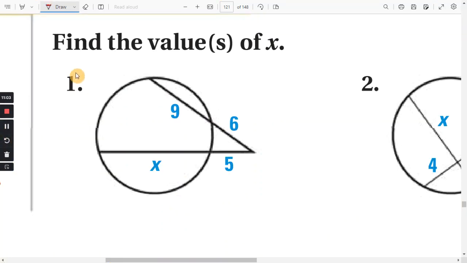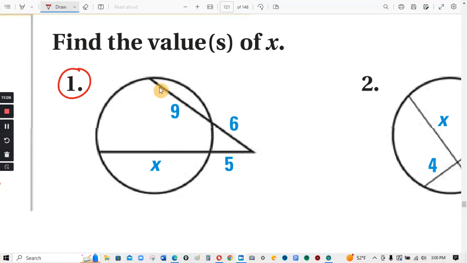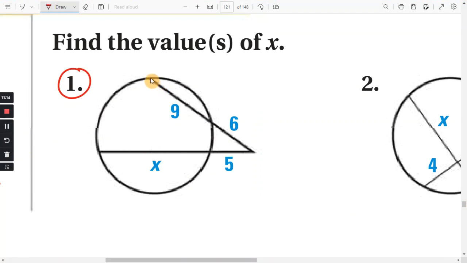All right, please pause and try number 1. Use the same formula we just did. All right, we have two secant lines, or segments. I know they're secant because they intersect the circle at 2 points each. They meet at a point outside the circle, so we can apply the formula.